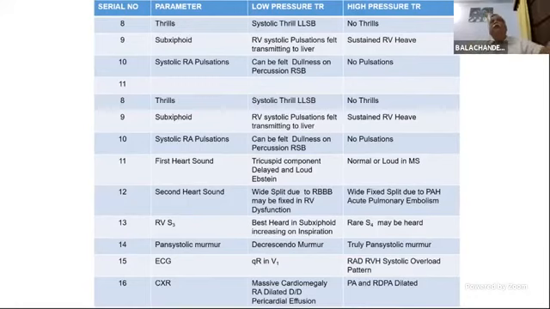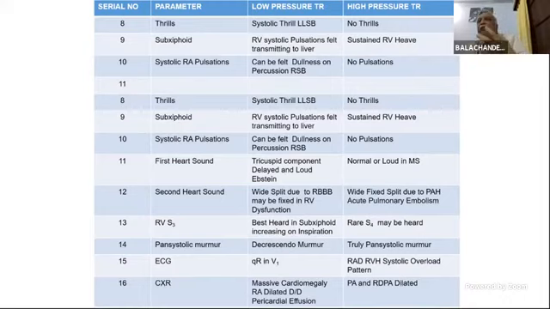Thrills, of course, you do get a systolic thrill in a low pressure TR. Thrills are rare in high pressure TR. The subxiphoid area is an important area for palpating. Systolic right atrial pulsations occasionally can be felt. There's some problem in the numbering, but anyway, coming to thrills, systolic thrill is felt. The subxiphoid area has RV systolic pulsations.